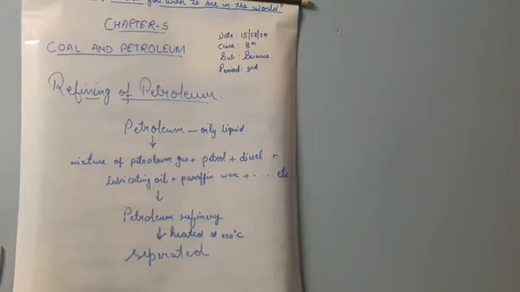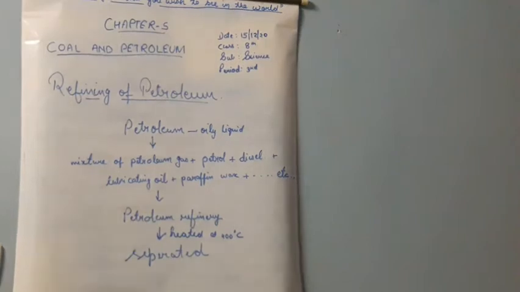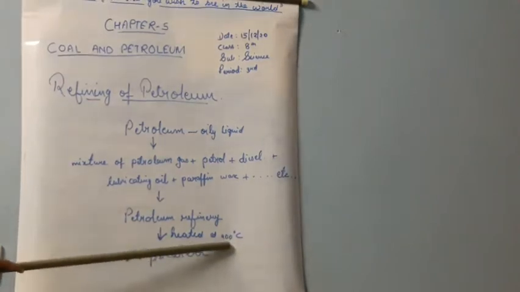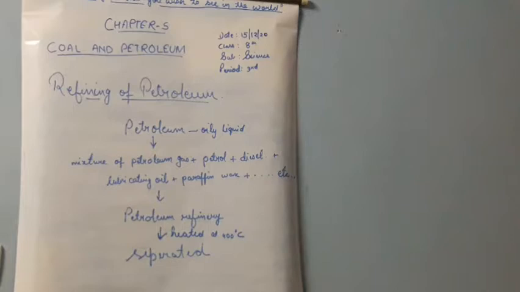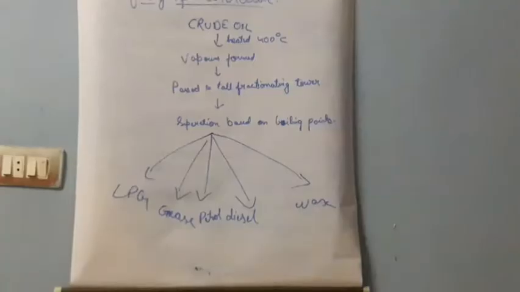So for this, crude oil is taken to a petroleum refinery. As I have already told you, a petroleum refinery is the facility where this process is carried out. Then this crude oil is heated at 400 degrees centigrade, and when it is heated, the constituents are separated based on their boiling points. This is known as refining of petroleum.